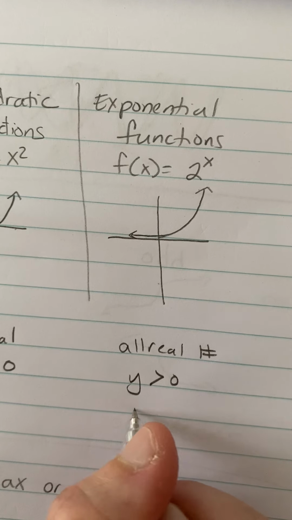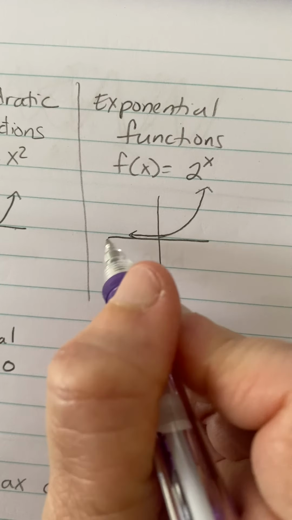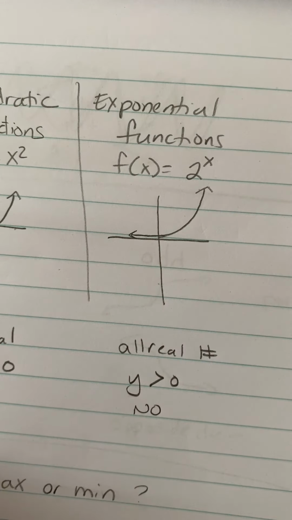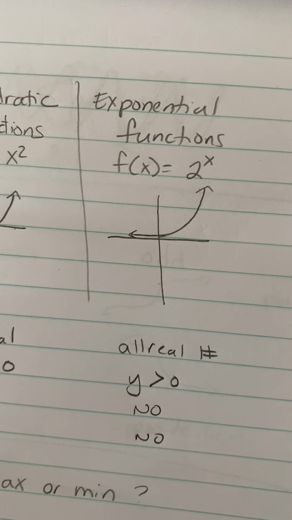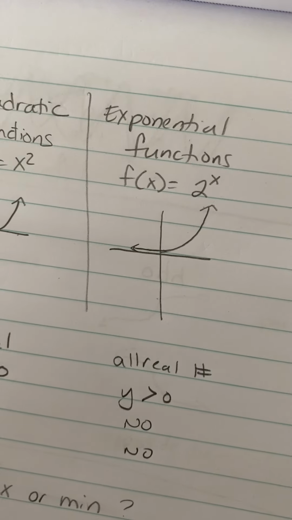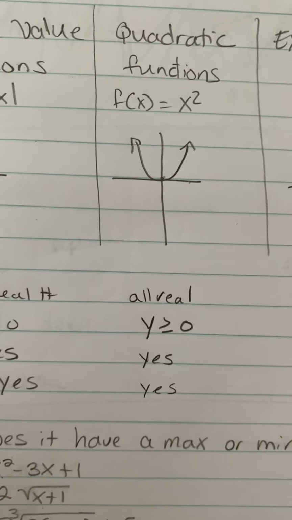Is there a max or a min? No, there isn't a max or a min. It can keep getting smaller and smaller and bigger and bigger. Is there an axis of symmetry? No, there's not. Okay, so what I want you to do is be able to kind of picture what those graphs look like in your head.